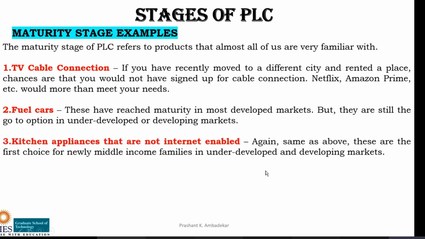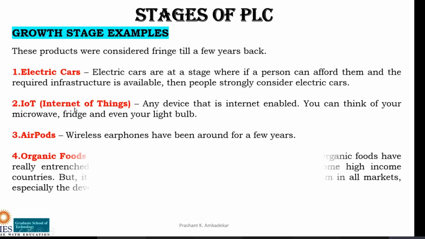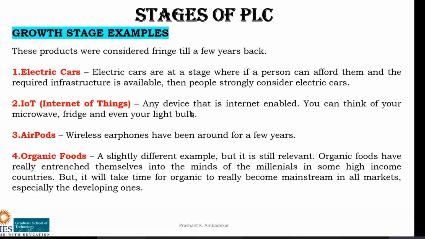Then kitchen appliances that don't have internet connections. Okay, so I told you about a few appliances like microwave, fridge. If so, these are now in the maturity stage. After a few days, see here you can see IoT, Internet of Things, has come. So you can put the microwave on, you can put the fridge on or off, or your light or AC.